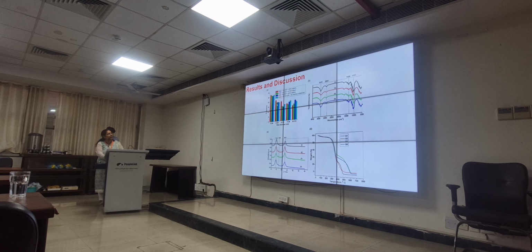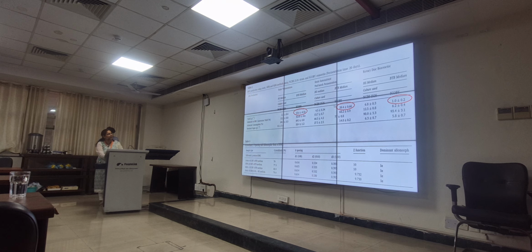And here are the other physicochemical characterizations, the FTIR, XRD, and here you can see the TGA analysis. This shows that the BNC is quite stable up to around 300 degrees C, and mostly it is crystalline in nature. Its crystallinity ranges from 68 to 79% in different conditions. So this is the overall result.